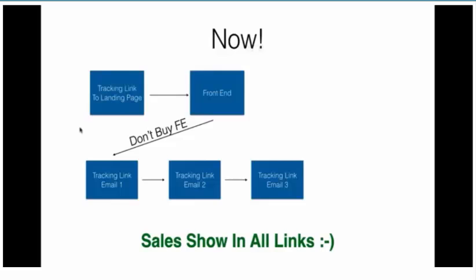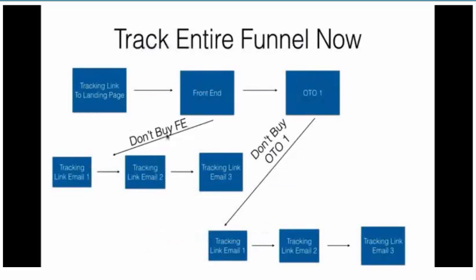Now, another way you can use it is if you have a little bit more complicated funnel. Let's say you have a tracking link that goes to a landing page, your front-end product, and then you have an OTO. Now, previously you couldn't track your actual funnel itself. And now you can do that with Magick because of this new feature. So let's say you wanted to actually track and know, okay, what is my front end converting at? What is my OTO1 converting at?